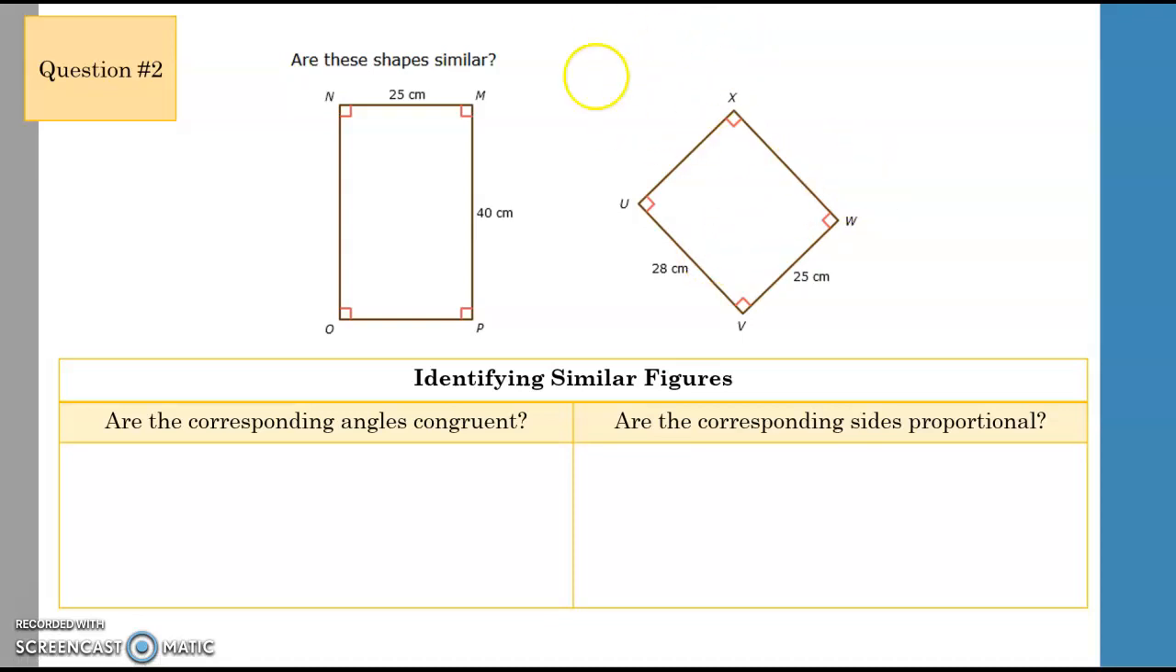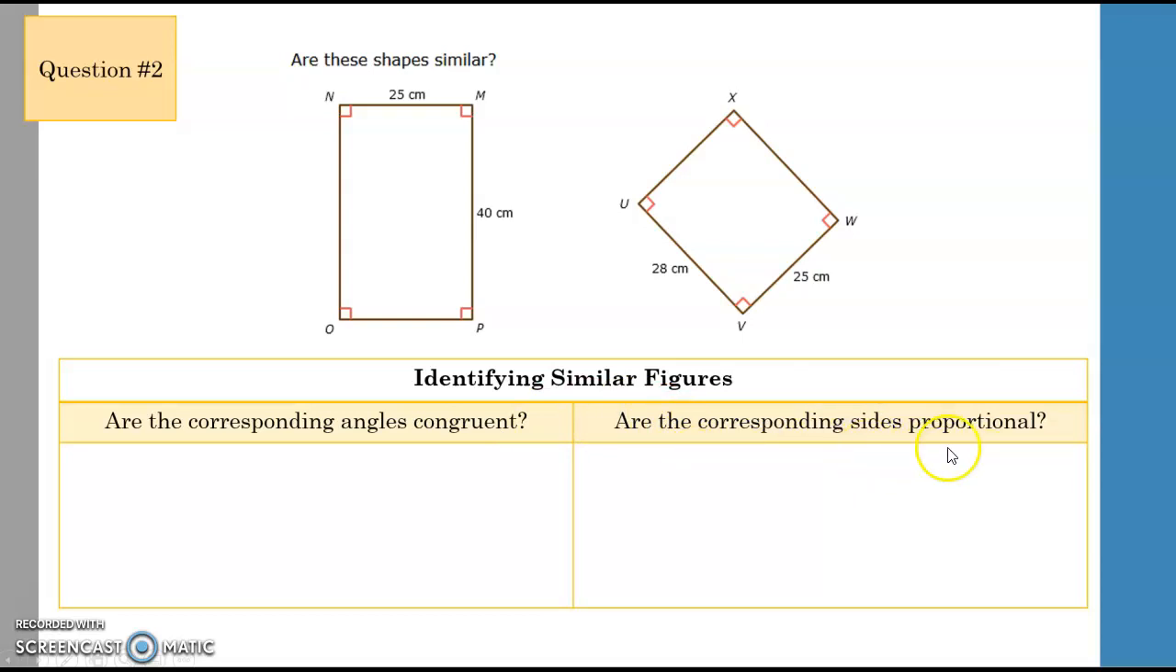I lost my pointer there for a second. Hopefully I'll get it back. UXWV. And again, all of those angles have the little squares. So 90 degrees, 90 degrees, 90 degrees, 90 degrees. Are the corresponding angles congruent? Determine that. Are the corresponding sides proportional?